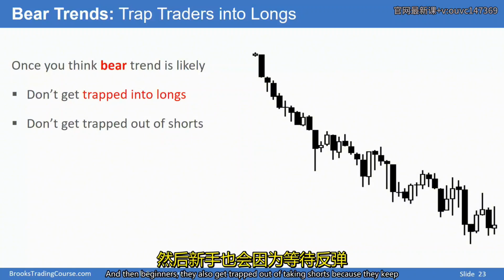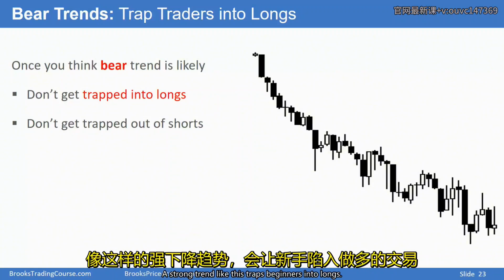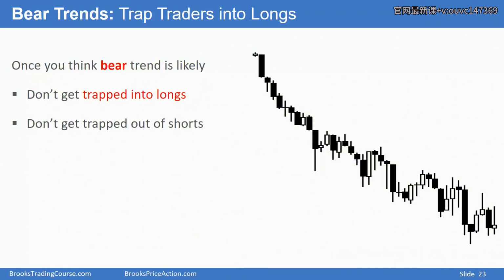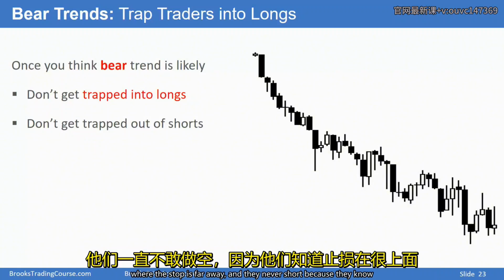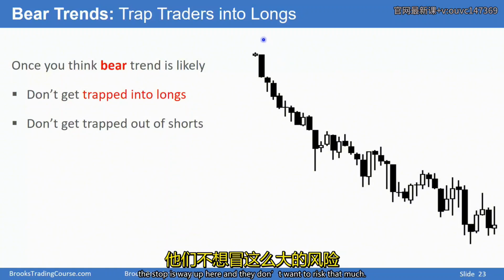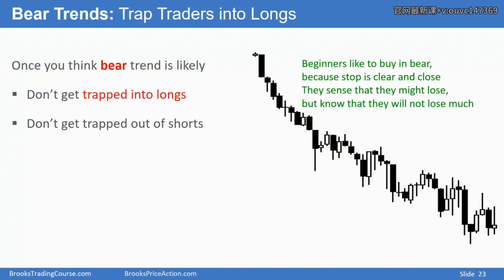And then beginners, they also get trapped out of taking shorts because they keep waiting for bigger pullbacks to sell and they never get short. A strong trend like this traps beginners into longs. They keep buying because they're concerned that they don't want to take trades where the stop is far away, and they never short because they know the stop is way up here and they don't want to risk that much.